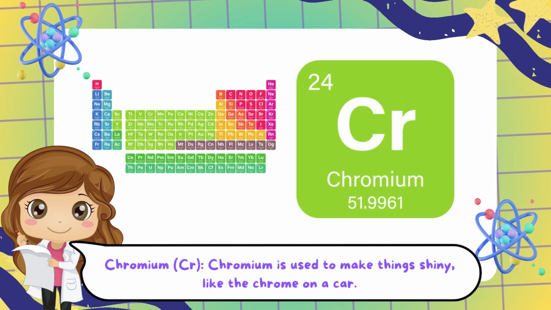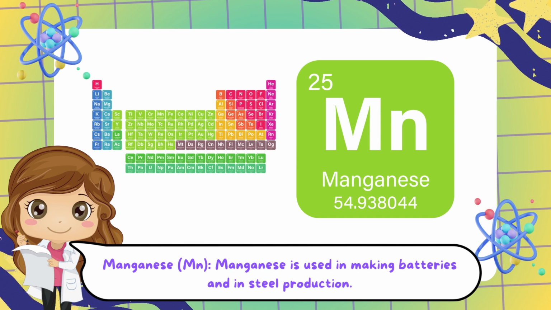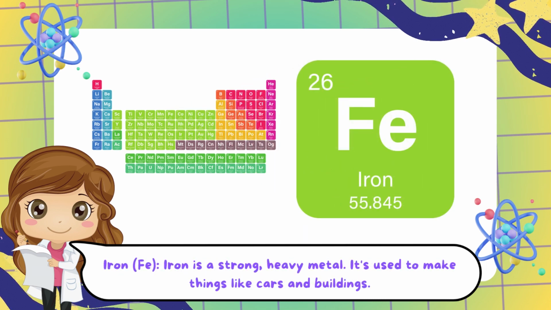Chromium, Cr. Chromium is used to make things shiny, like the chrome on a car. Manganese, Mn. Manganese is used in making batteries and in steel production. Iron, Fe. Iron is a strong, heavy metal. It's used to make things like cars and buildings.